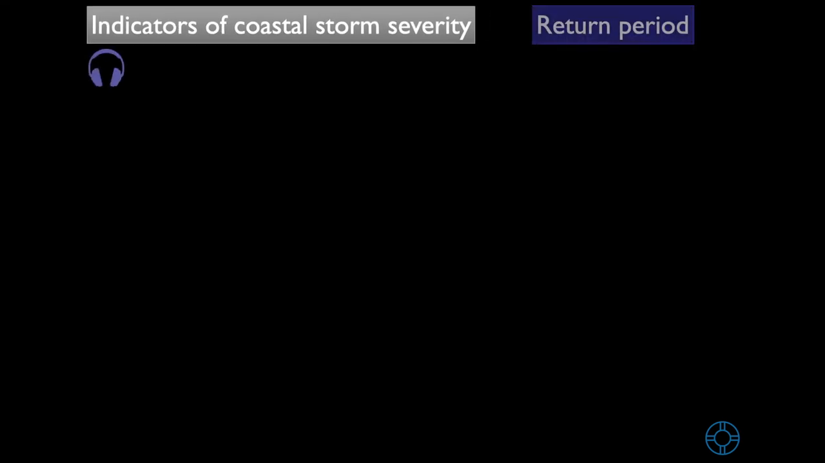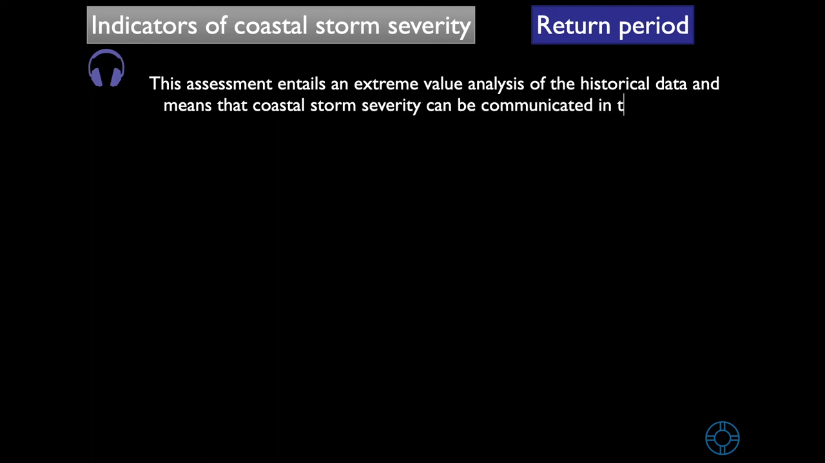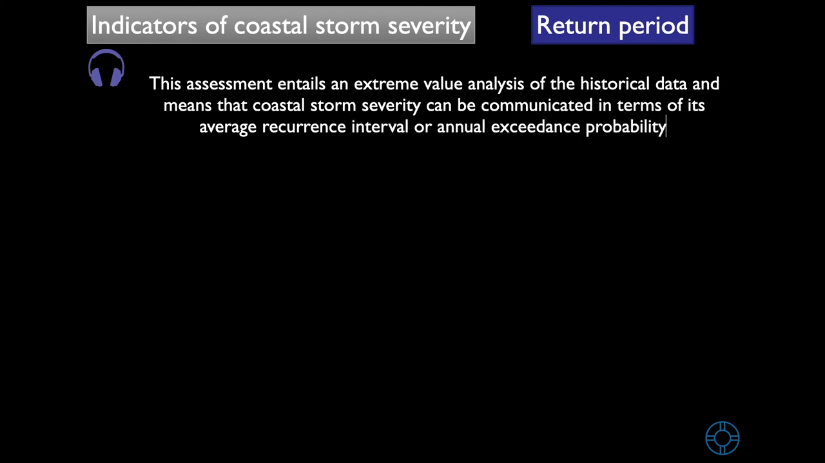Estimates of storms' return period can be quite useful. This assessment entails an extreme value analysis of the historical data and means that coastal storm severity can be communicated in terms of its average recurrence interval, or annual exceedance probability.